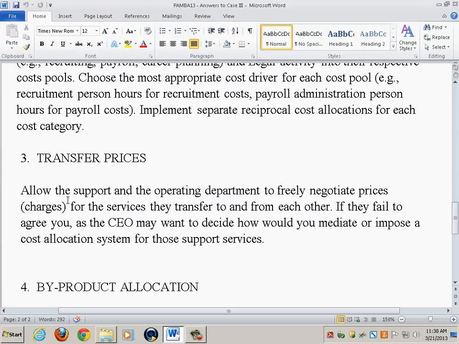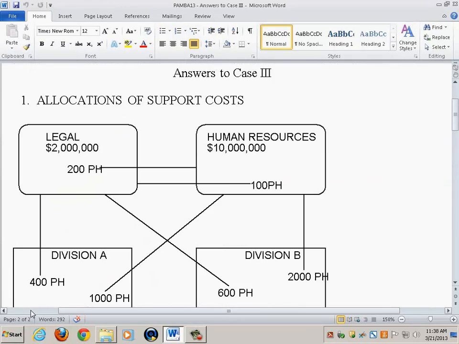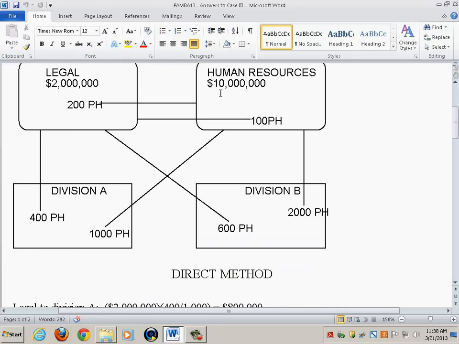Third requirement, transfer pricing, which looks forward to the whole issue of transfer pricing. We're going to deal with transfer pricing in much greater detail toward the latter part of our course. But just to remind you what the idea behind transfer pricing is: transfer pricing is a special case of cost allocation. What we are saying in transfer pricing, for example, if we deal with this problem here, is that we have to allocate the cost of legal and human resources to Division A and Division B.